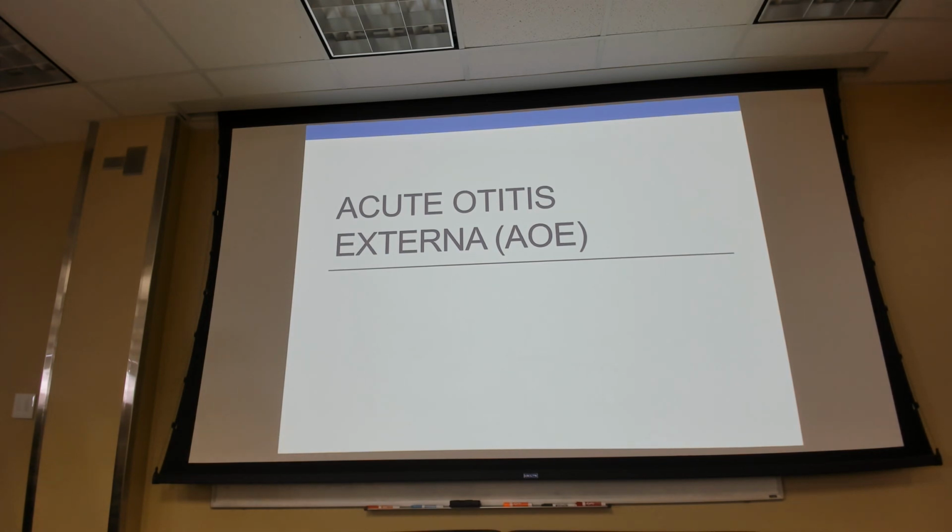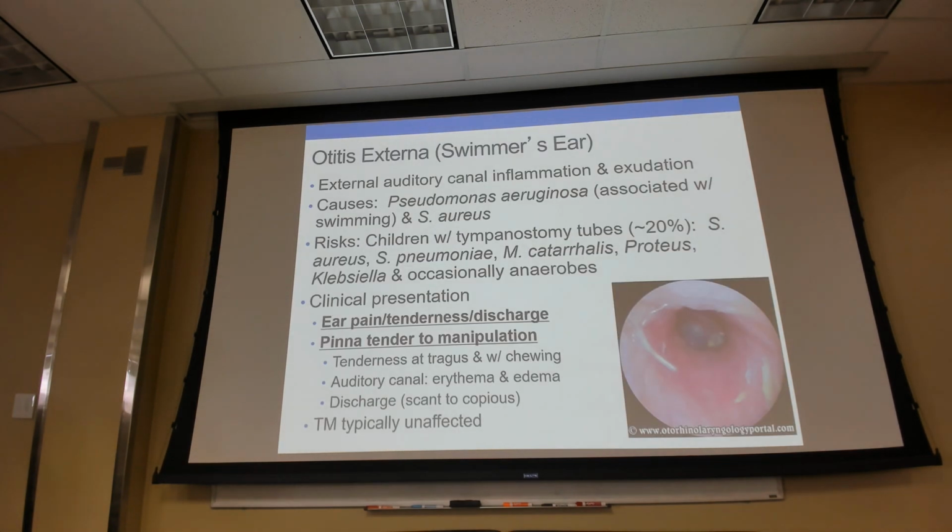Okay. So we started with ears. We got through acute otitis media and serous otitis media. We got all of those. Now we're going to the external part of the ear. You guys have learned all of this stuff again. Focus on the pediatric part of this.